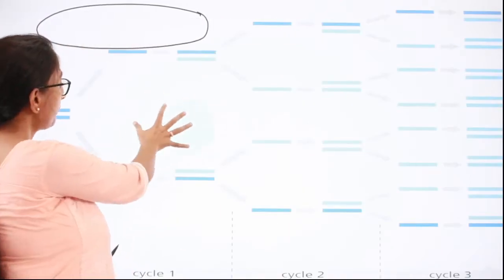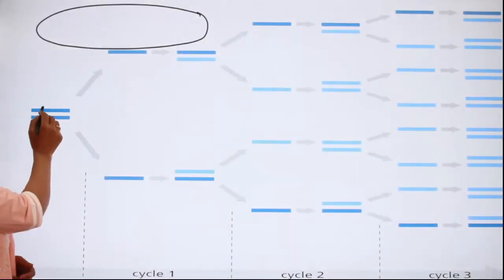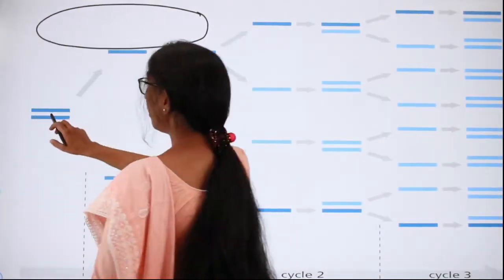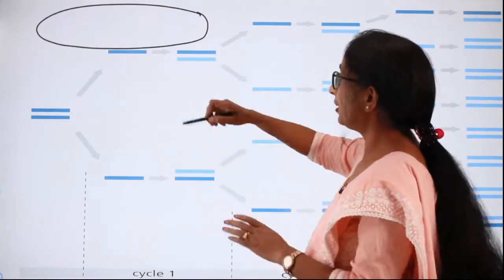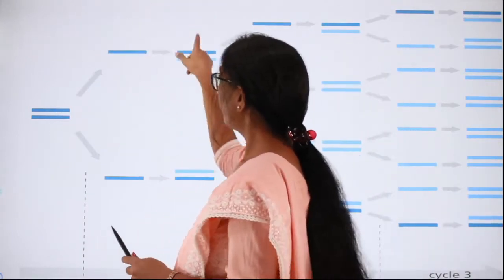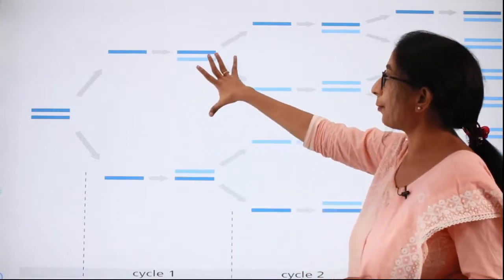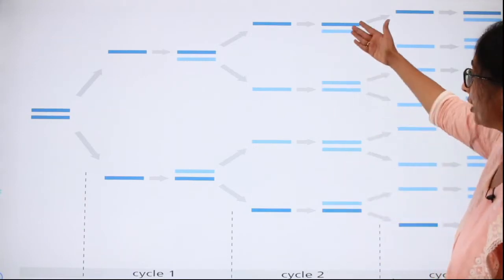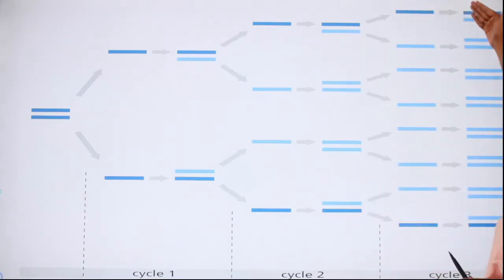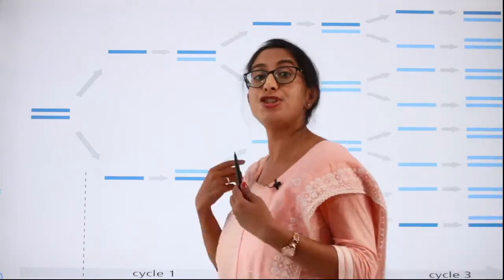Here you can see, here we have a tiny fragment of DNA. Using this DNA, we can make 2 copies of that, okay, in the first cycle, and from those 2 copies we can make 4 copies in the second cycle. Using those 4 copies we can make 8 copies in the next cycle. So this is what we mean by chain reaction.